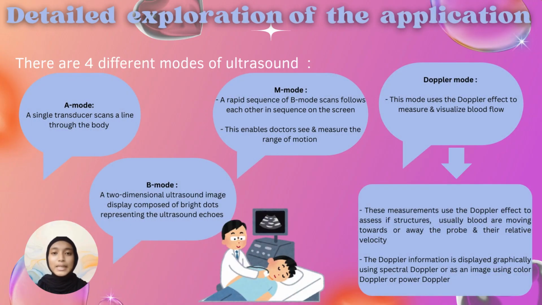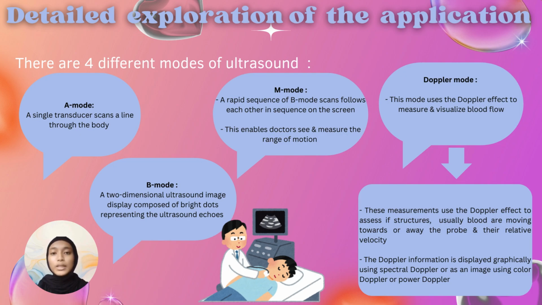Next, I will explain the detailed exploration of the chosen application. There are 4 different modes used in medical imaging. First, A mode. A mode is a single transducer that scans a large human body. A mode is one of the simplest types of ultrasound. Therapeutic ultrasound is one of the examples that use A mode to target a specific node in the body.